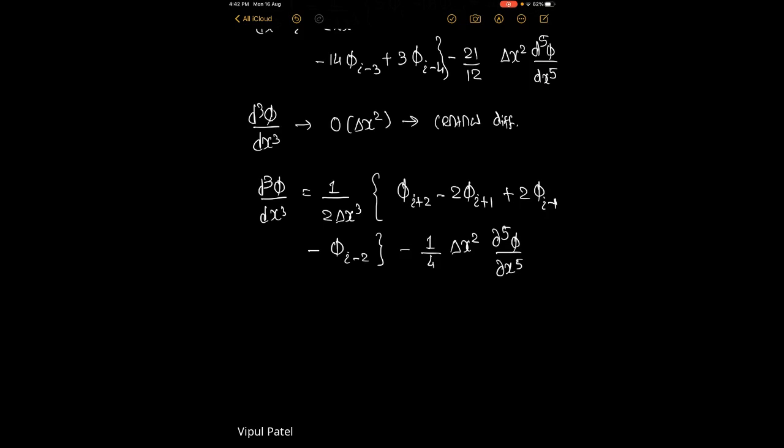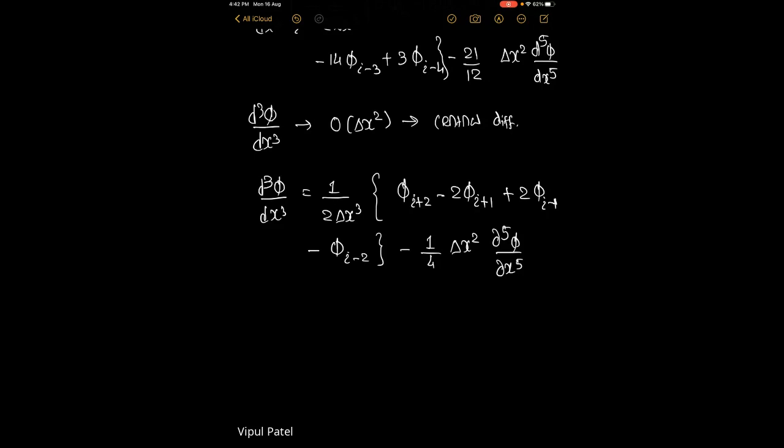We also expressed some formulas of d cube phi by dx cube for the desired level of accuracy. Now with this I can end this session, but I still have a feeling that I haven't covered the time derivative part. Because if you have a term that is del phi by del t, then three schemes actually come into the picture.